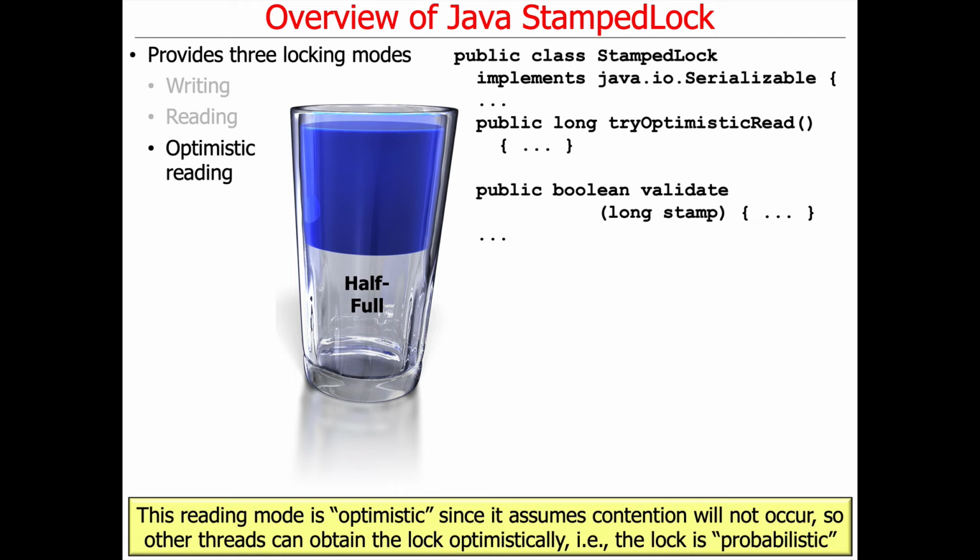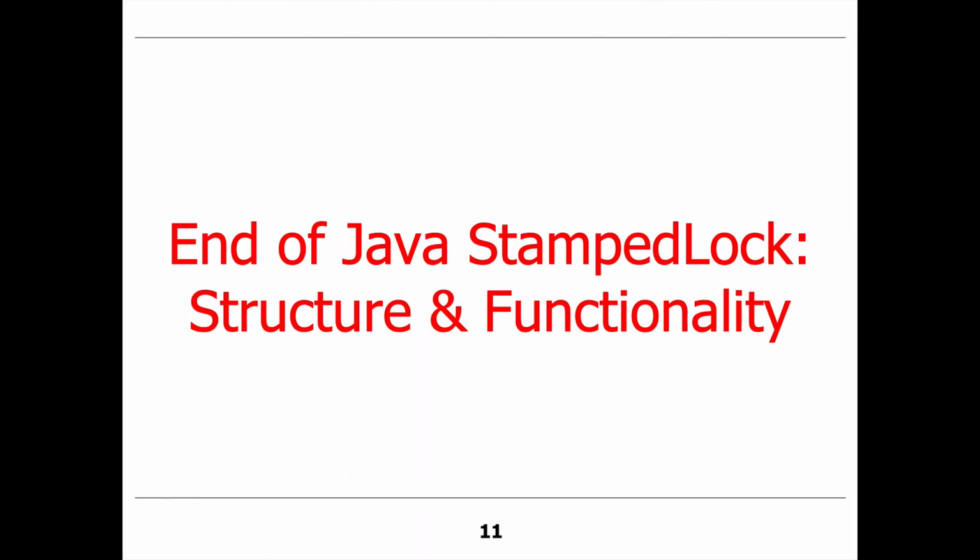The final type of locking mode is quite different from the locking modes that were available in reentrant read-write lock. This is what's called the optimistic reading mode. And this reading mode, as the name suggests, is optimistic, since it assumes that contention won't occur. Therefore, other threads can obtain this lock optimistically. In other words, the lock is probabilistic. We'll talk more about these methods and the way these different modes are used in the next part of the lesson.